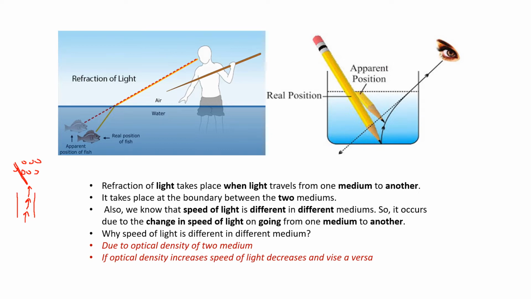That means the particles in an optically denser medium are so compact and closely arranged that light has to take some other path to move, right? So there is a bending of light, which you can observe. So this is what the optical density of two media is.